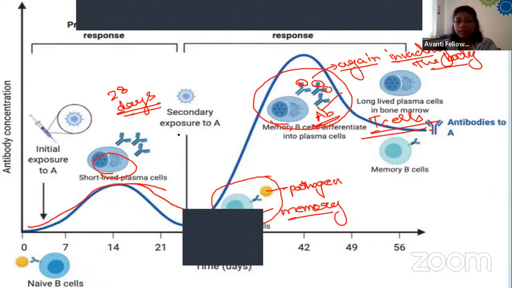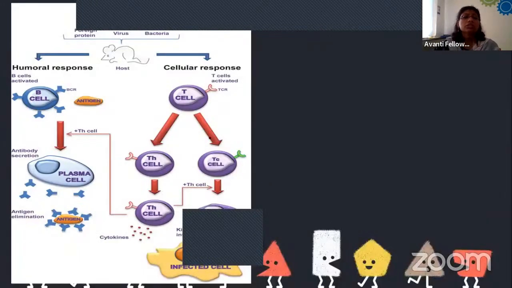So that is our primary response, when the body meets the pathogen initially, and then we have the secondary response when the body is encountering that pathogen for the second time. So there are two types of responses produced in adaptive immunity. First is the humoral response. That humoral response is generated by the B cells.